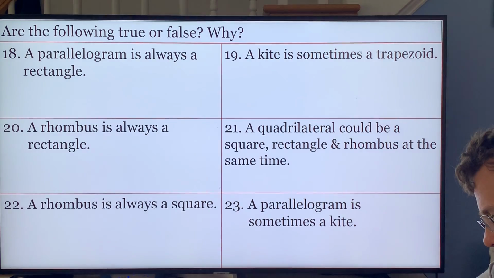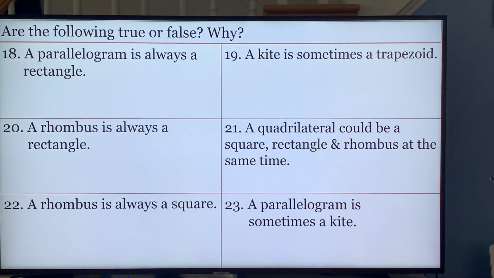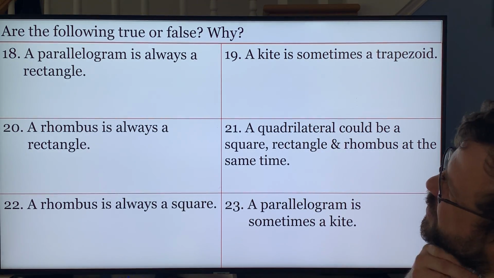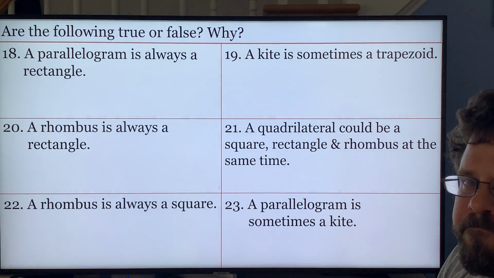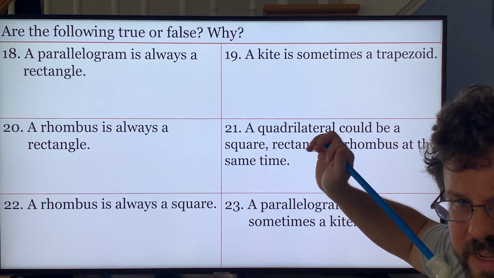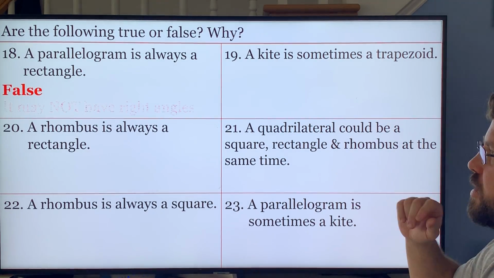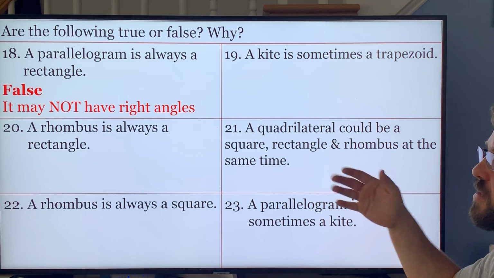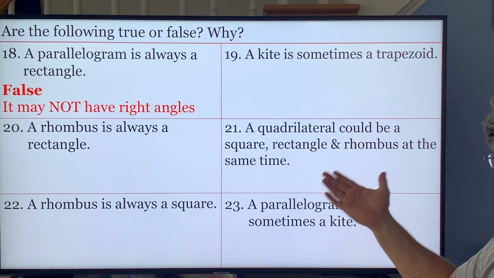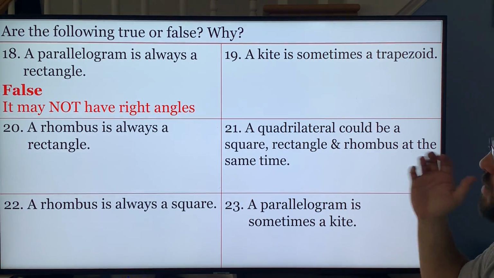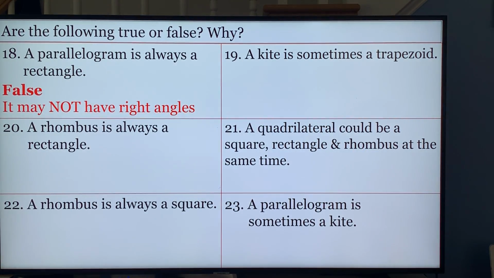All right? Give you 10 seconds. Or you can just pause them. Okay? So a parallelogram is always a rectangle. Is it always a rectangle? No, there's many different types of parallelogram. Rectangle, rhombus, square. So it may not have right angles. A parallelogram can be just a parallelogram, or it could just be a rhombus. So it's sometimes a rectangle.